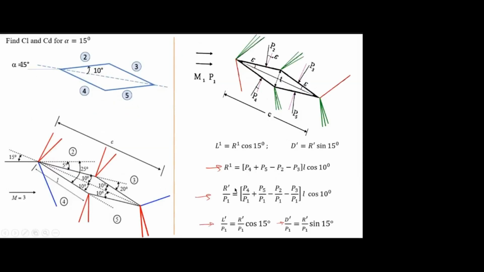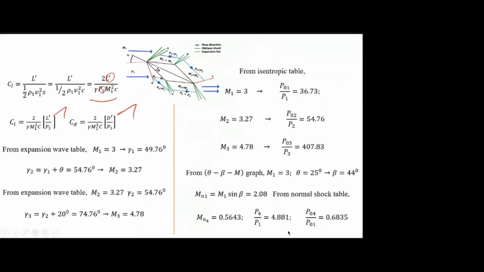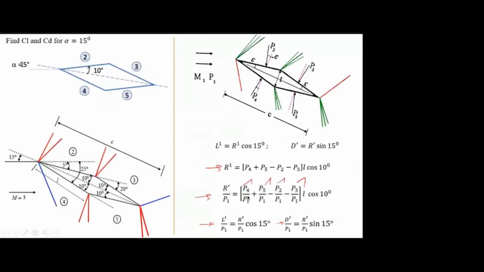So the first step is to find this R dash by P1. For that you have to find all these four pressure ratios. That's it. Once you have found them, you can substitute, first here, then L dash by P1, D dash by P1, then CL and CD. Is that clear?